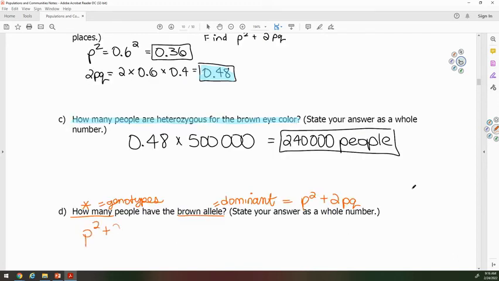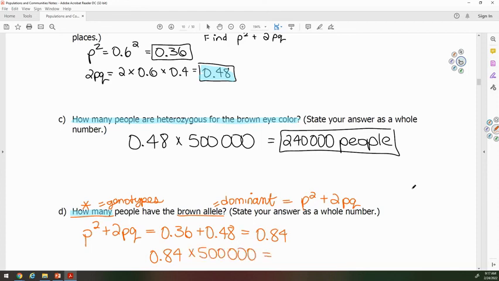Because we want to find all of them, we're going to add those values together. So p squared plus 2pq equals 0.36 plus 0.48, which gives us 0.84. Now looking back at the question again, they asked for how many. So our last step is to multiply our value, 0.84, times our total number in the population of 500,000, and we find that 420,000 people have the brown allele.